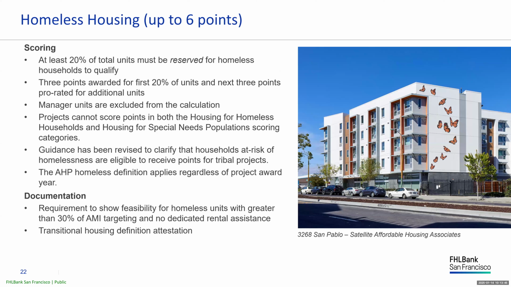Thank you, Brandon. The next category is homeless housing. It is a 6-point category, and points are awarded to projects that create transitional housing or reserve and set aside permanent rental units for homeless individuals or households. Be aware that projects are not able to score points in both the housing for homeless households and housing for special needs population scoring categories, so you will need to make a choice if you serve both populations.